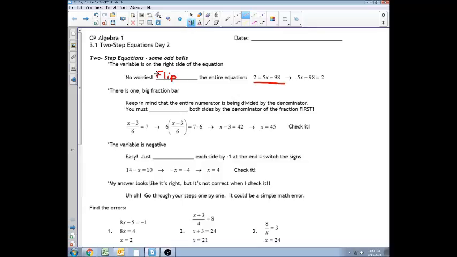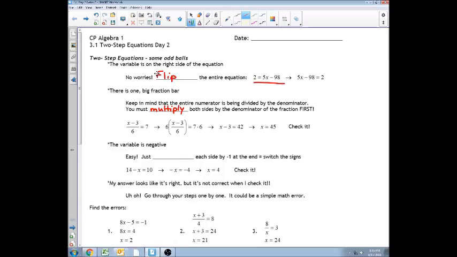Okay, there is one big fraction bar. Keep in mind that if we have a fraction like this here, the x minus 3 over 6, the entire numerator is being divided by the denominator. You must multiply both sides by the denominator of the fraction first. If you do not multiply both sides of the equation by the denominator first, you are going to have some problems.